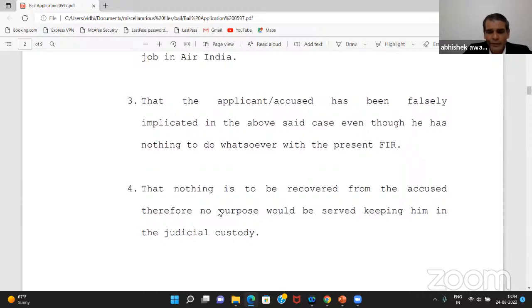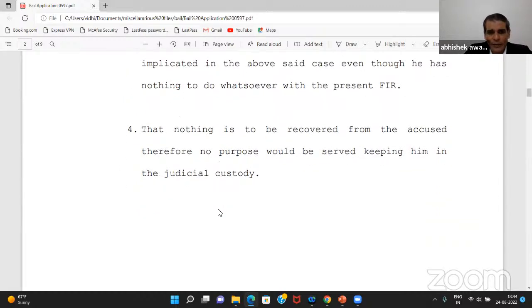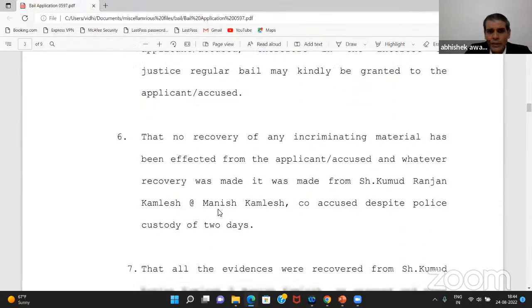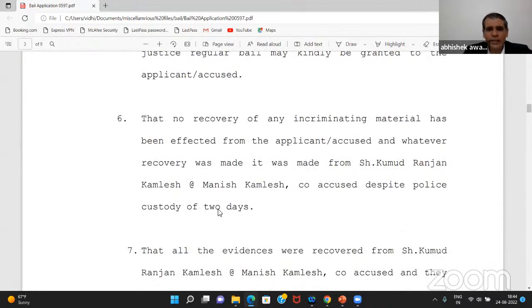It has been falsely implicated. Nothing is to be recovered from the accused. And later on, it will say that nothing has been recovered. In fact, the money received from the complainant was transferred to the account of another co-accused, and he was the sole beneficiary of the alleged fraud. No role was ascribed to the applicant accused. Therefore, in the interest of justice, regular bail is sought, on the ground that no recovery of incriminating material has been effected. This is very important to show that he is innocent. Now, this is just prima facie, because the court has to just look into the prima facie.